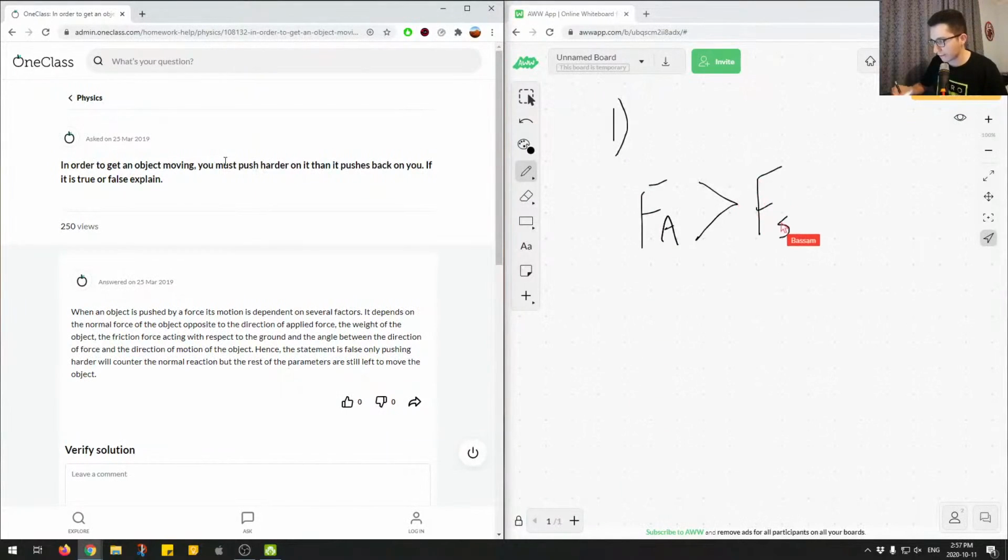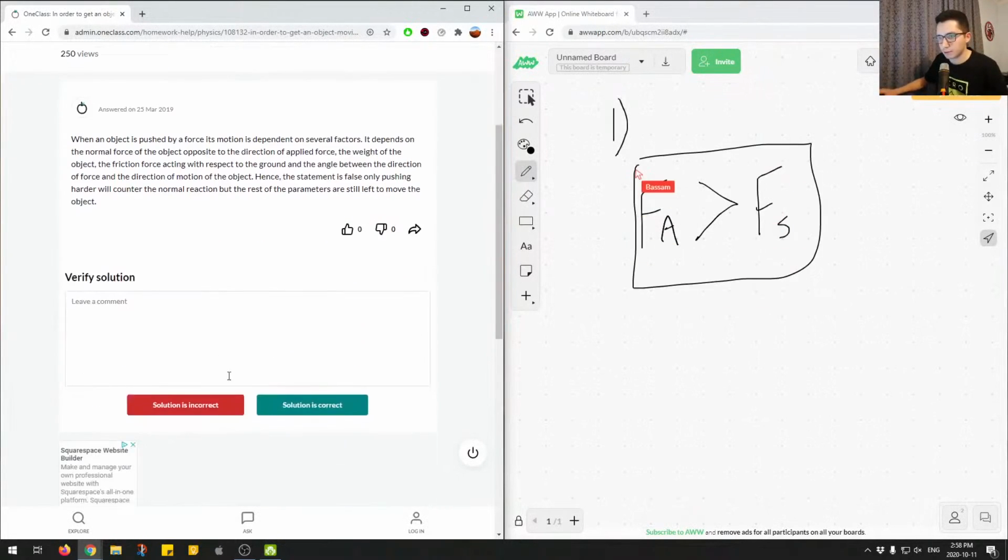So I'll say Fs. So there's the force of kinetic friction and there's the force of static friction. Static friction is associated with an object that's standing still, and kinetic friction is with an object that is moving at a constant velocity or something like that. So here, if the applied force is greater than the static force of friction, that's when you get the object moving. So we'll just put a box around that.